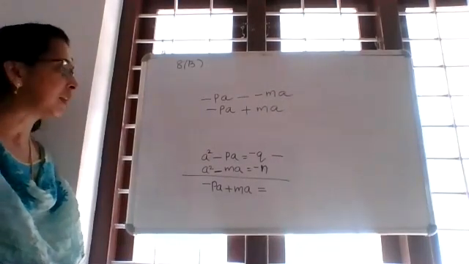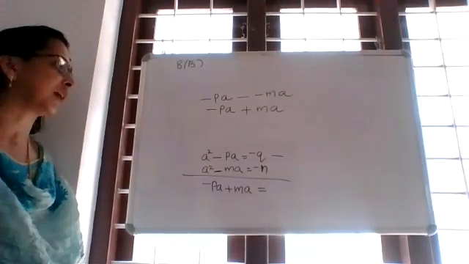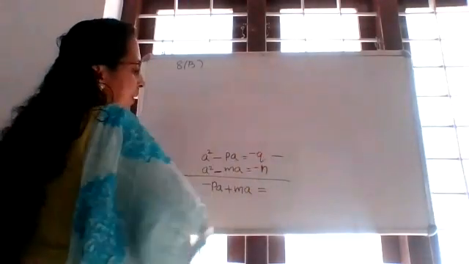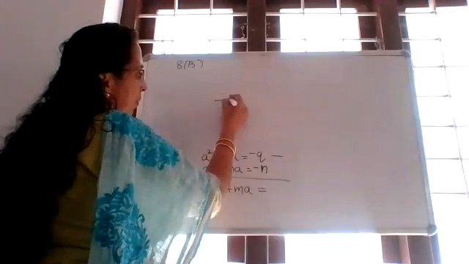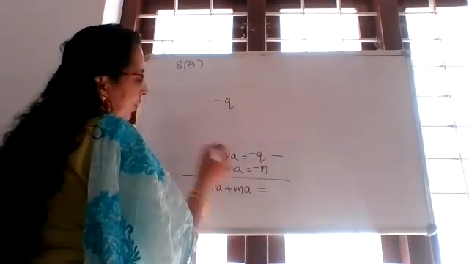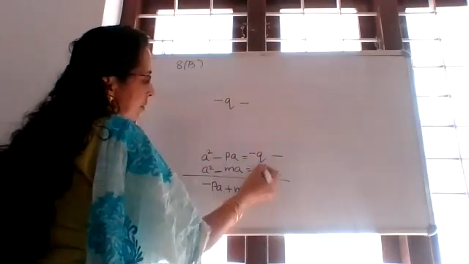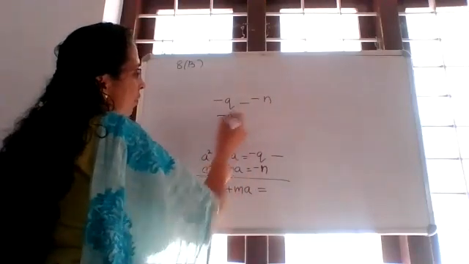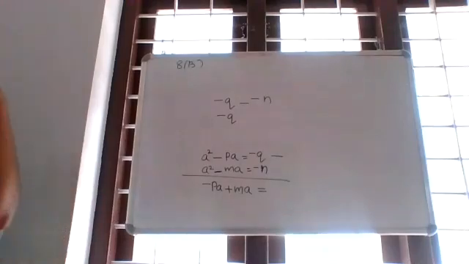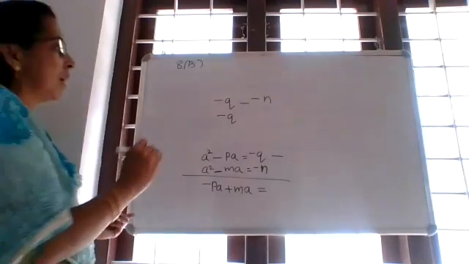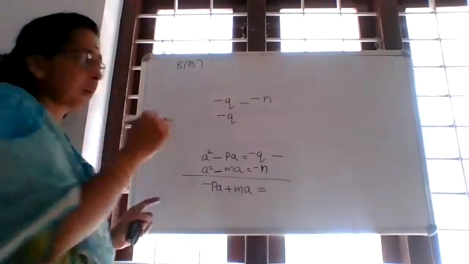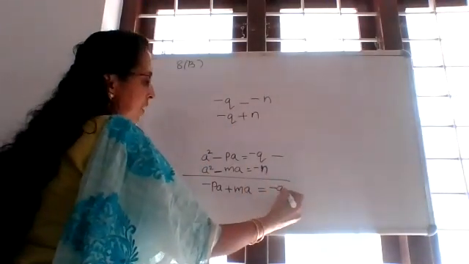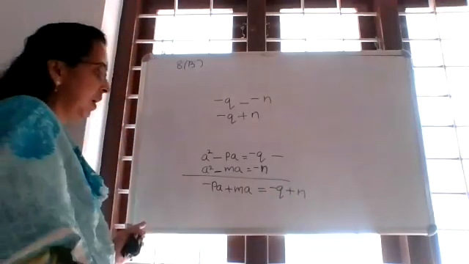Then the same way on the right side: negative q minus minus n, which is negative q plus n. Write negative first, then plus n. So negative q plus n.